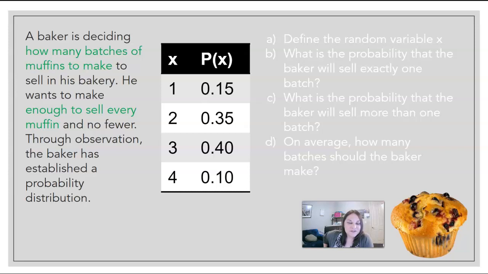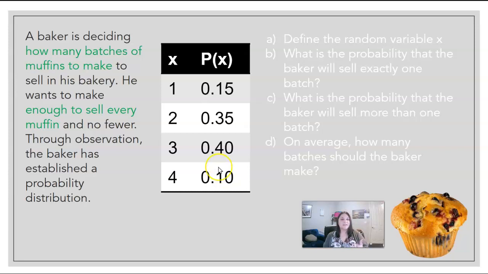Okay, so for that first question, the random variable is the number of batches of muffins per day. Question B: the probability that he will sell exactly 1 batch is 15% or 0.15. And now we're going into how these questions should get more challenging. What's the probability that he will sell more than 1? Well, more than 1 is not equal to 1, so that would be either 2, 3, or 4, and you would add all those together. So that would be an 85% chance that he will sell more than 1.